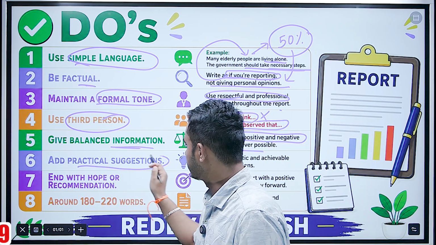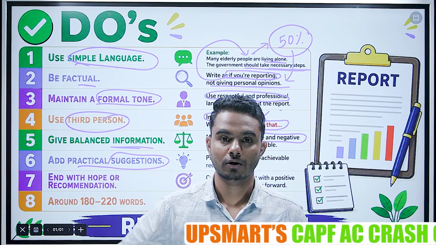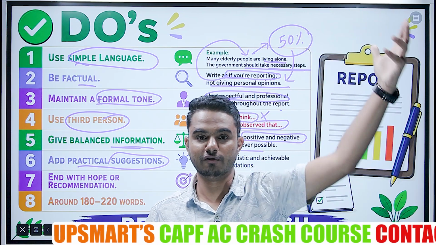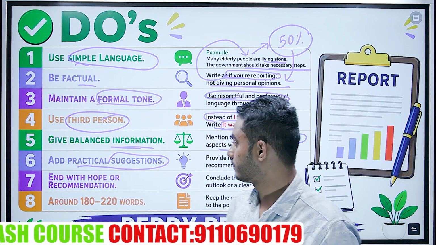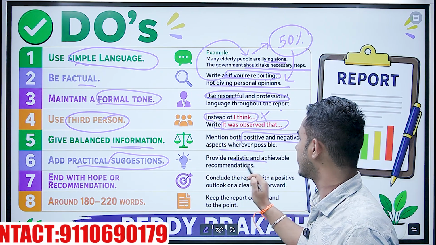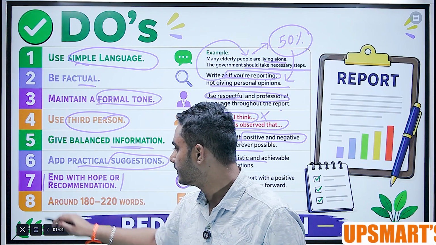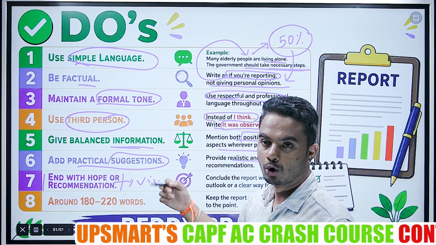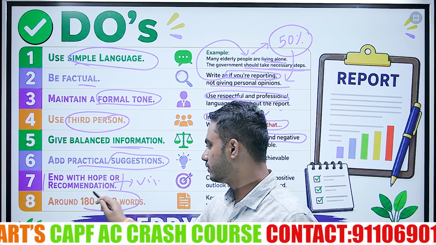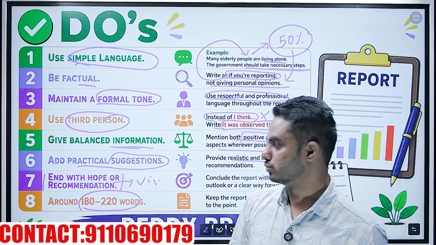Add practical suggestions. Your suggestions should be practical. They shouldn't be utopian. Don't give next-generation reforms. Give what is present today, what can be done today. Provide realistic and achievable recommendations. End with hope and a recommendation. That is, you can give some visionary idea and hope also. Next, around 120 to 180 to 220 words is what you can aim for. I'll give you examples of all this. Don't worry.